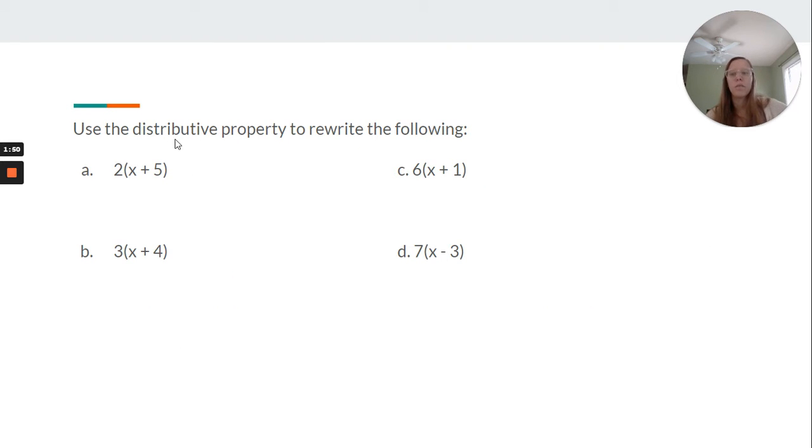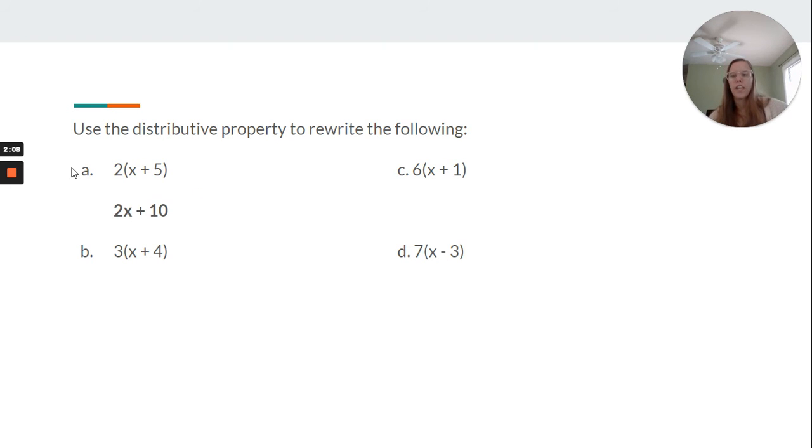Now it says use the distributive property to rewrite the following. You don't need to solve them or anything like that because you can't. So just rewrite them. So distributing the first number to the rest. So I'll give you a couple seconds here. You'll pause and then work through those and then we'll look at the answers.